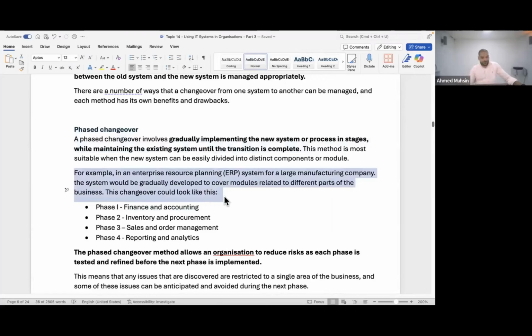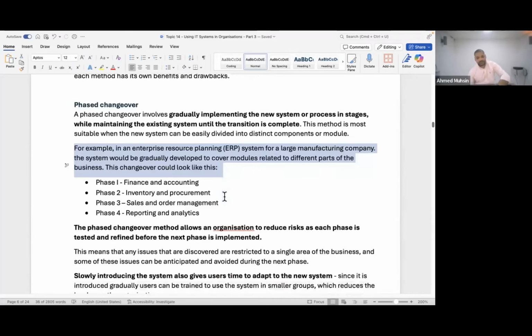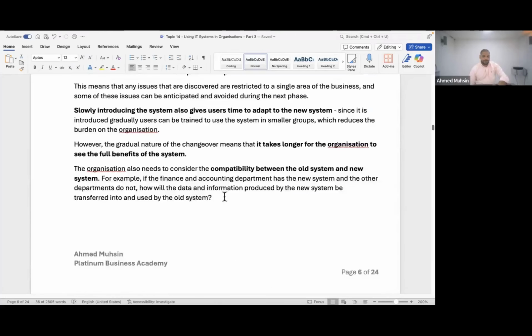We have a system called ERP, Enterprise Resource Planning. For a large manufacturing company, the system would be gradually developed to cover modules, parts of the company. So for example, phase number 1, only finance and accounting will use it. If you're happy with how it was in finance and accounting, then inventory management will start using it. Then if things are all good there, we will move on to phase number 3, where sales and order management will start using it. If you're happy with things over there, then we move on to phase number 4, where reporting and analytics will start using it. You get it? This is what they call phased changeover. Can you guys keep reading it?